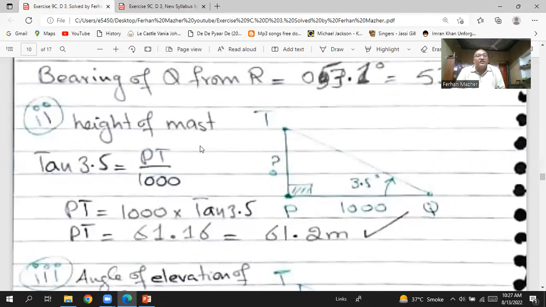So tan of 3.5 will be PT divided by 1000, the height of the mast. So PT will be equal to 1000 multiplied by tan 3.5, and PT will be 61.16. So that's 61.2 meters approximately. So this is how you find the height of the mast.